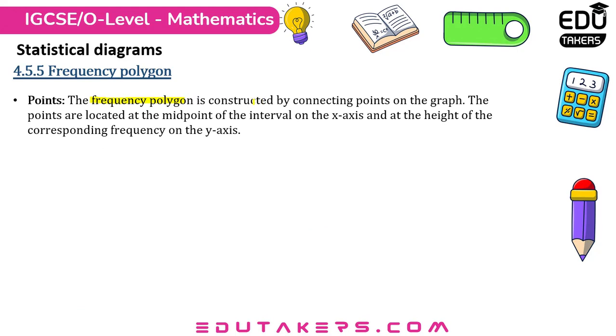Points. The frequency polygon is constructed by connecting points on the graph. The points are located at the midpoint of the interval on the x-axis and at the height of the corresponding frequency on the y-axis. The line connecting the points creates a polygon-like shape.